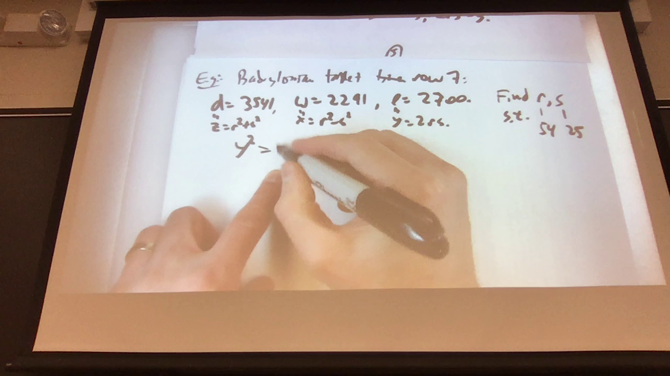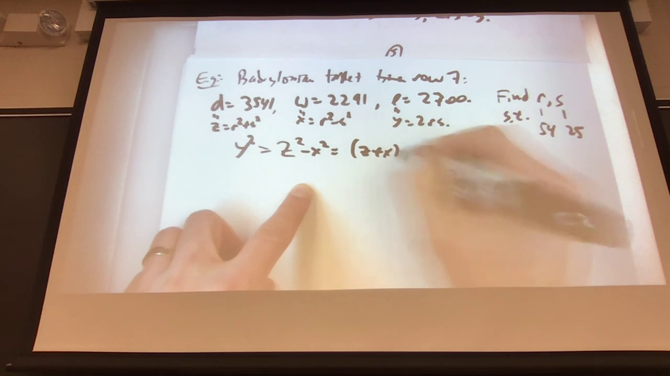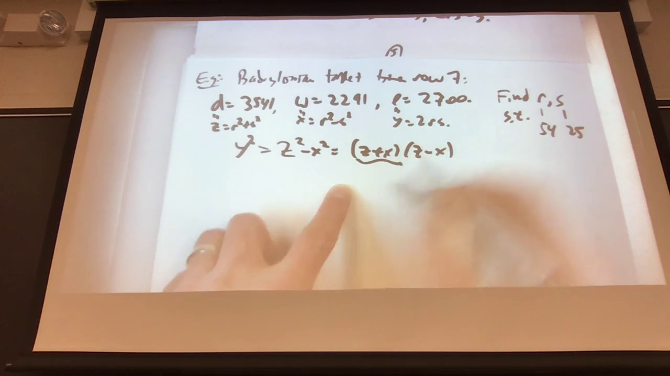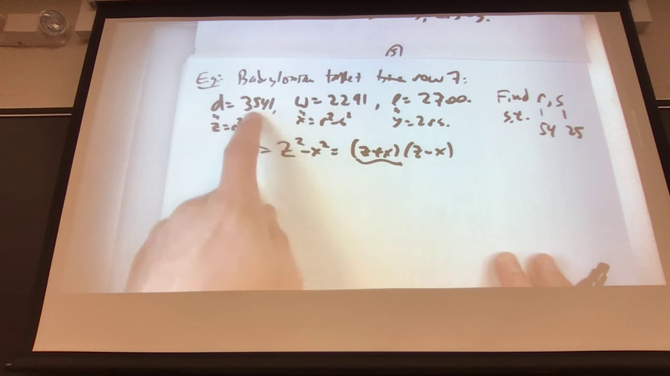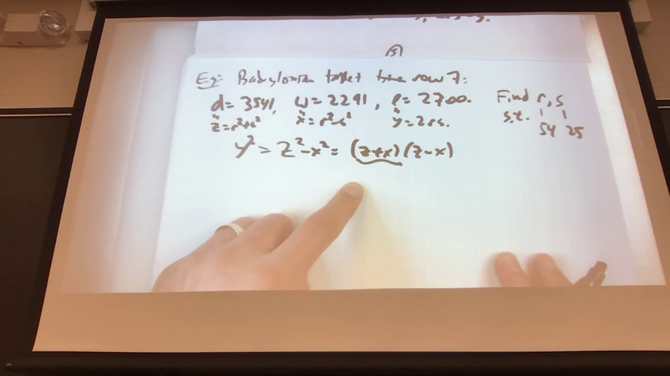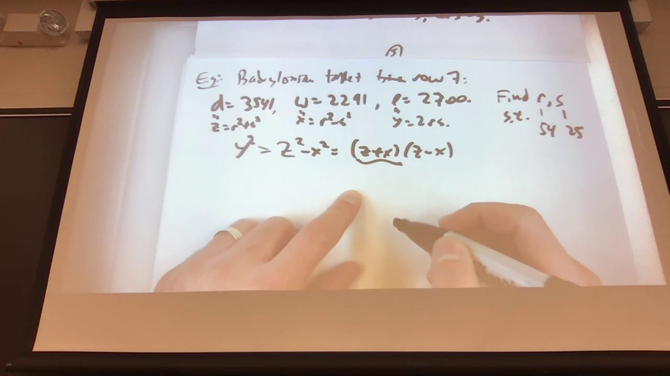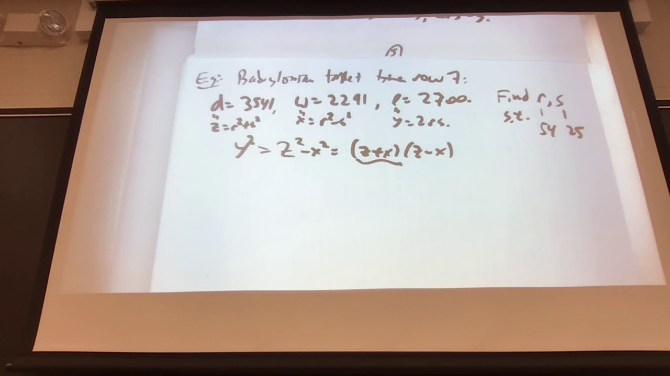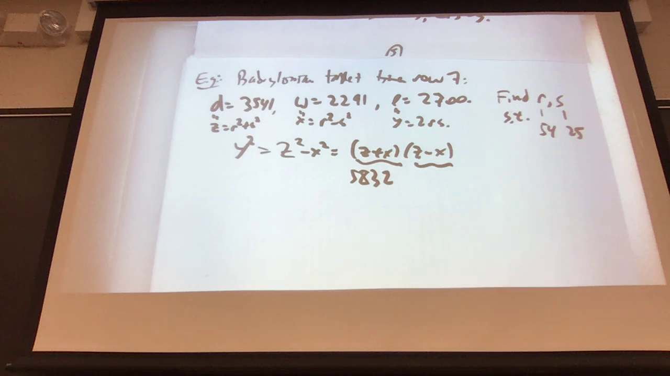Again, y squared is z squared minus x squared, which is z plus x times z minus x. What is z plus x? I know what z is, 3541. X is 2291. I add these two. Did anybody do it? Don't make me do it in my head. 5832. Z minus x, so that's 3541 minus 2291. What is it?